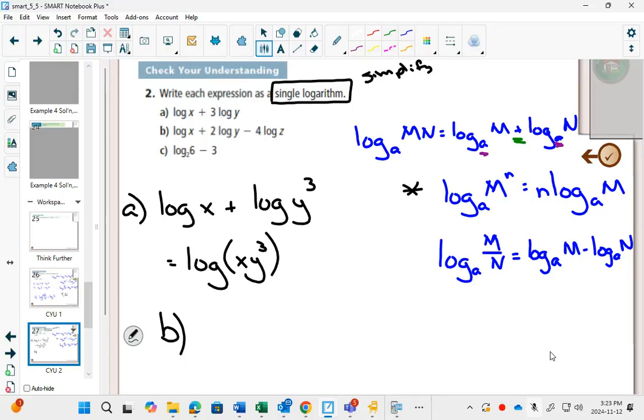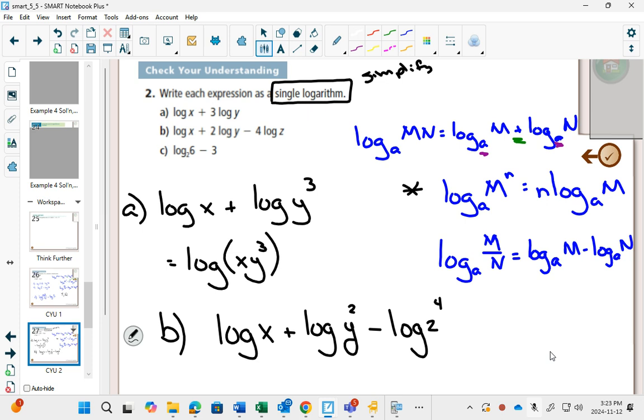Same thing in B. The 2 out in front and the 4 out in front cause problems for the first log law and the third log law. So as a starting point, the first thing I'm going to do is put that 2 in as an exponent, and I'm going to put that 4 in as an exponent. So I have log y squared and I have a log z to the 4.